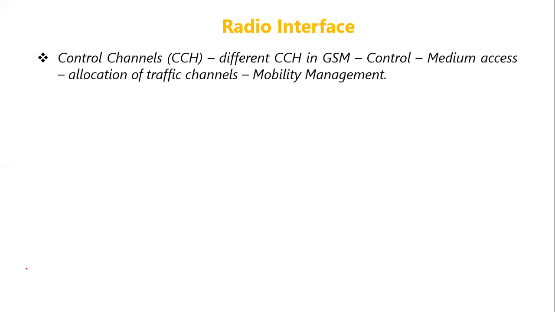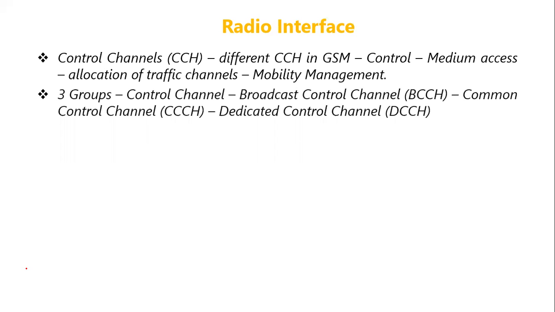The next thing we will be discussing is the control channel. Many different control channels are used in GSM. Traffic channels are represented as TCH, and control channels are represented as CCH. Basically, control channels are used to control medium access, allocation of traffic channels, and mobility management. So these are the three prime tasks performed by control channels.